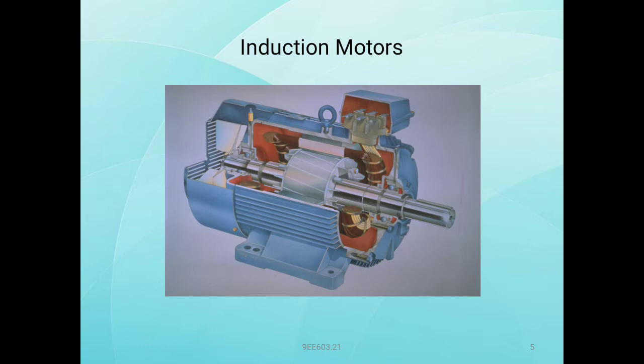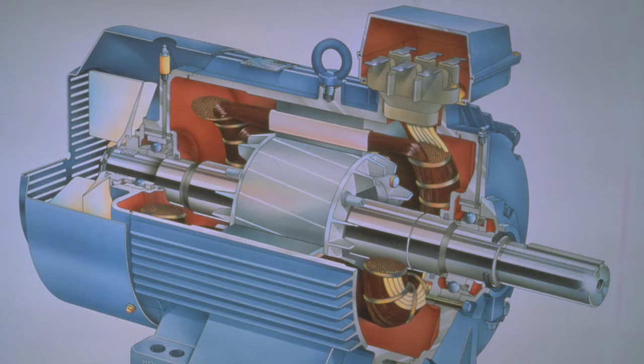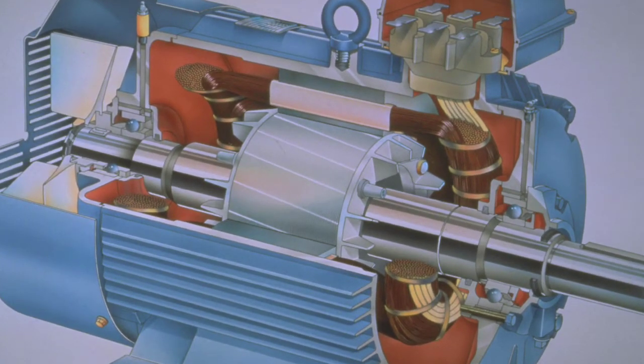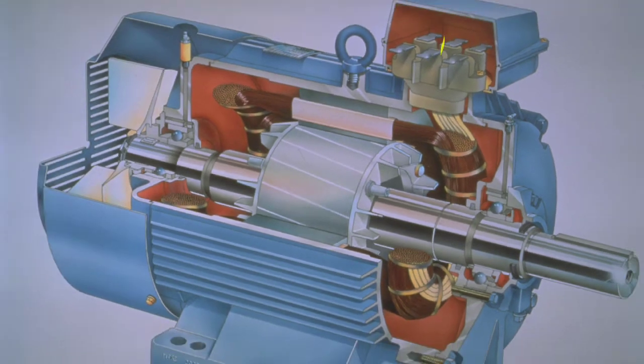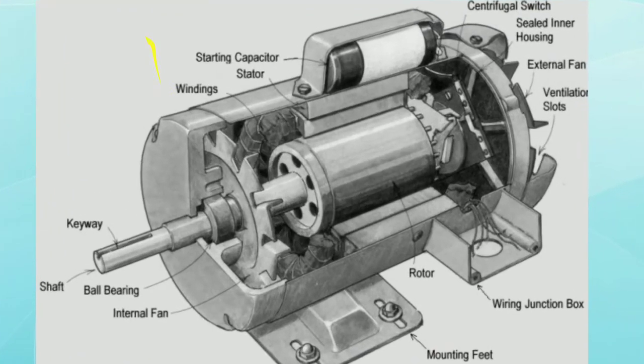This is the diagram. The induction motor diagram they have given. Observe this one, how the parts are arranged. See clearly: stator, rotor, shaft, armature conductors, stator slots and eye bolt. This is the induction motor. These are the parts of an induction motor.